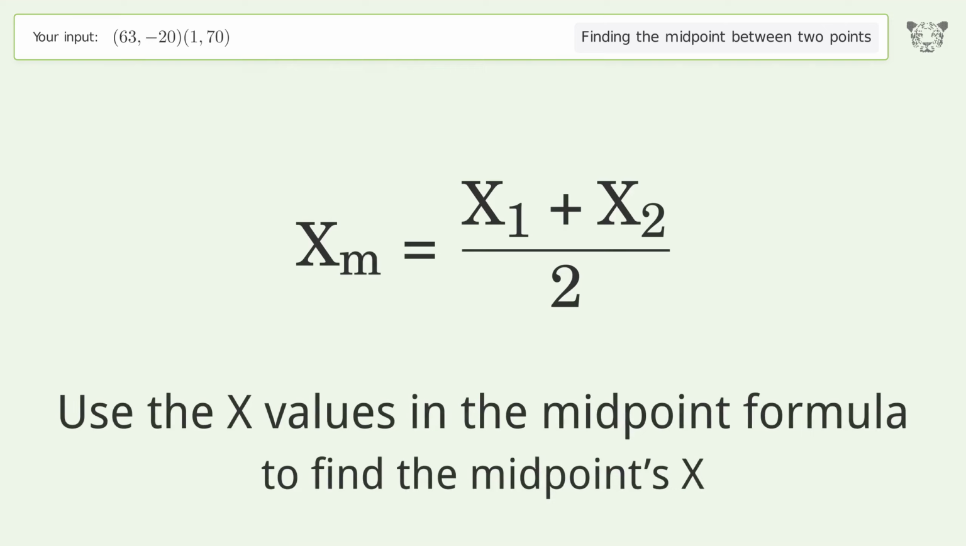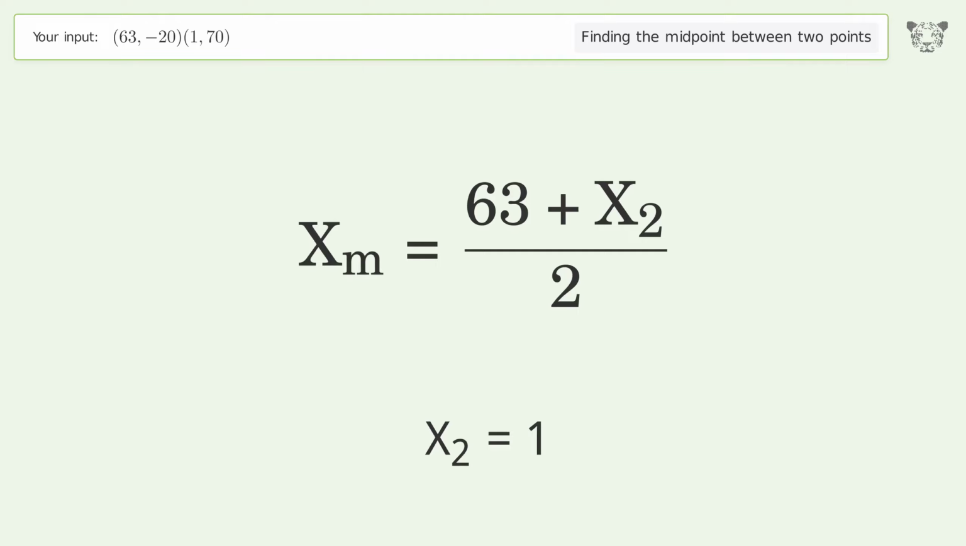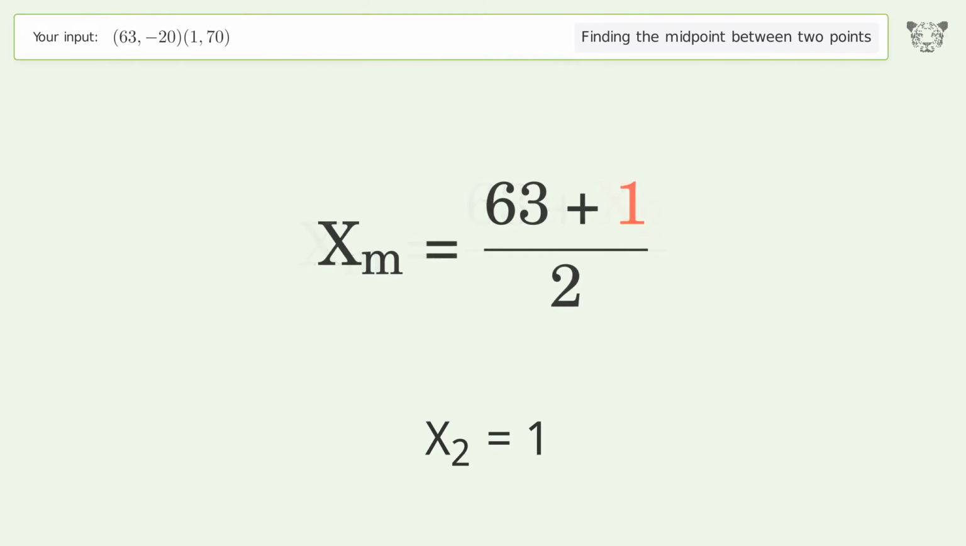Use the x values in the midpoint formula to find the midpoint's x. x1 equals 63. x2 equals 1. Simplify the arithmetic.